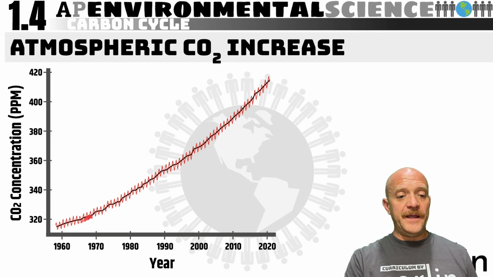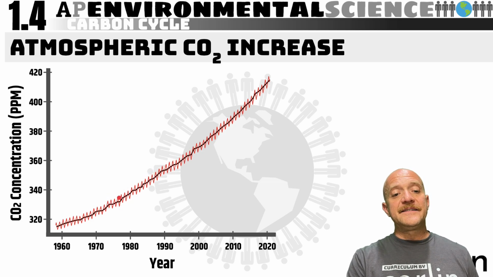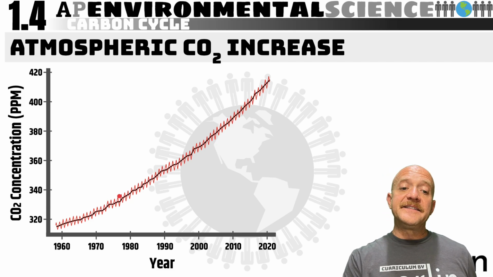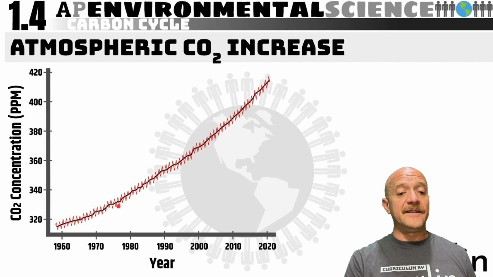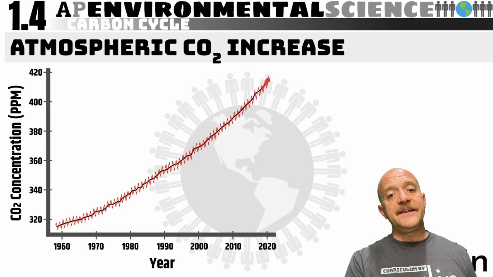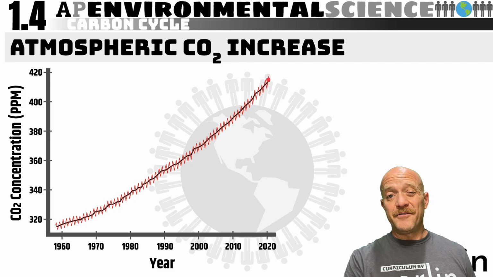This is a graph showing the last 60 years. And you notice there's little yearly fluctuations. That's because in the winter, there will be more carbon dioxide in the atmosphere because the plants aren't taking it in. And in the summer, there will be less carbon dioxide because the plants are taking the carbon dioxide into their tissues. So you see how it kind of fluctuates, but it is still increasing generally.